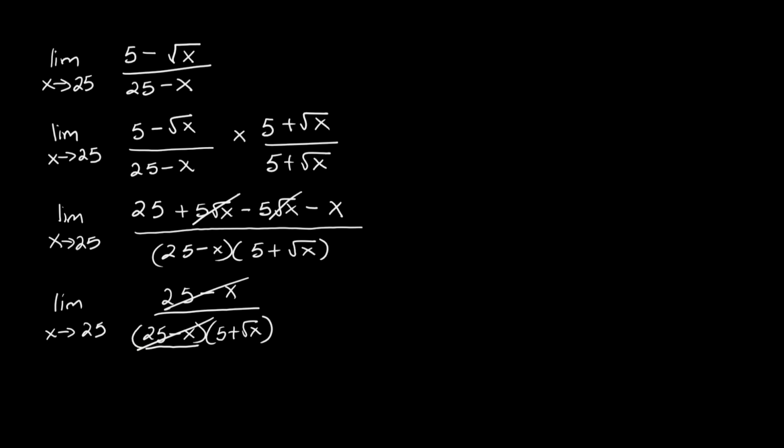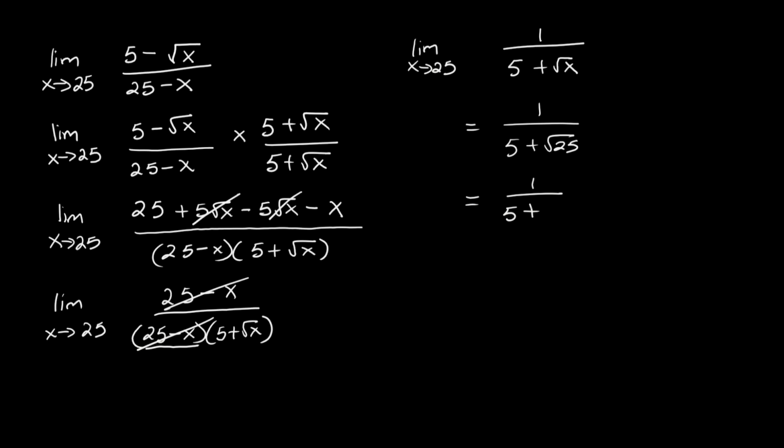So this then becomes the limit as x approaches 25 of 1 divided by 5 plus the root of x. Now we can go ahead and have a direct substitution done. So this becomes 1 divided by 5 plus the root of 25. This would become 1 divided by 5 plus 5, or 1 divided by 10. And that would be our limit for this problem.